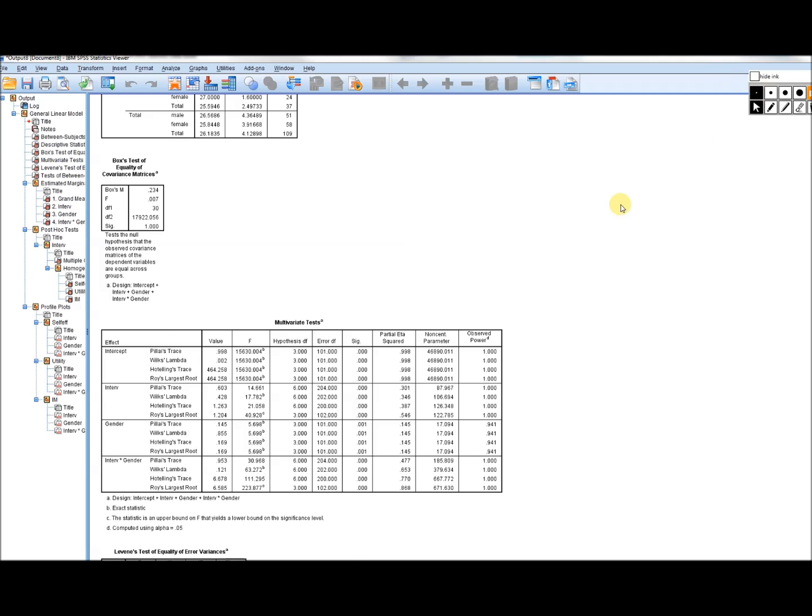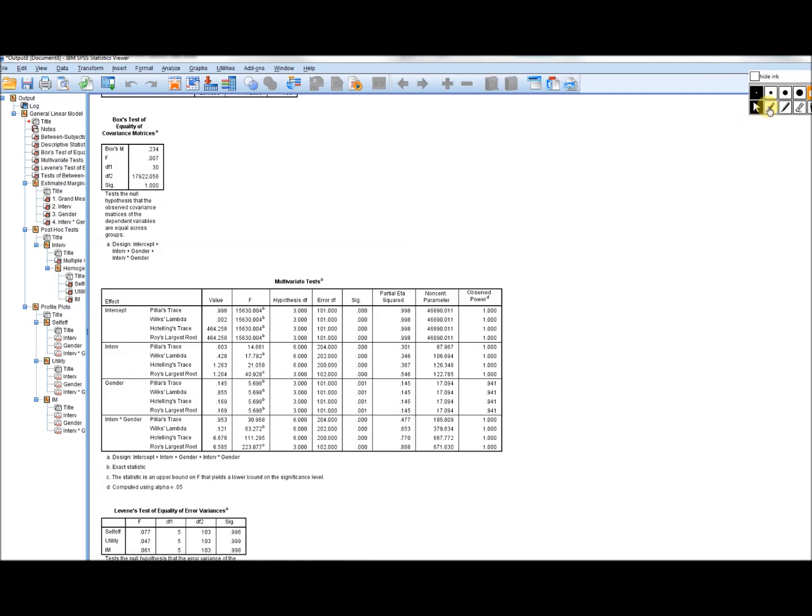So, scrolling down, you'll see that we have our MANOVA test results. You can see this is a test of the main effect of intervention on the set of dependent variables. We have the main effect of gender being tested in terms of its impact on the set of dependent variables, and then we also have the interaction between intervention and gender as it relates to the set of dependent variables.